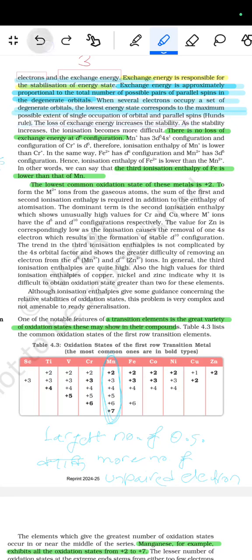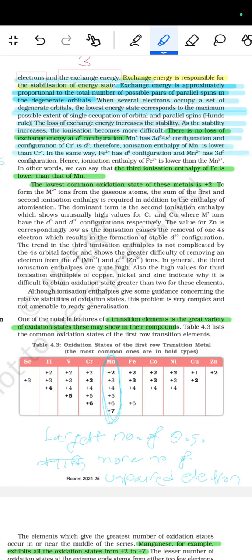The loss of exchange energy increases the stability. As the stability increases, ionization becomes more difficult. There is no loss of exchange energy at the d6 configuration. Mn+ has the 3d5 configuration, and the configuration of Cr+ is 3d5. Therefore, the ionization enthalpy of Mn+ is lower than that of Cr+.